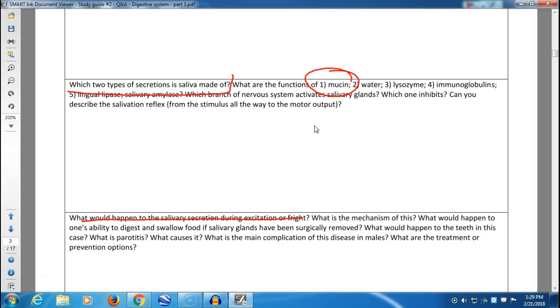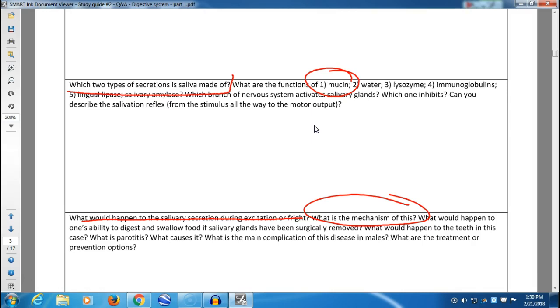When you're excited or frightened, what happens to your saliva? It becomes thicker. Why? Vasoconstriction of blood vessels, because where do we get water for saliva? From the blood.